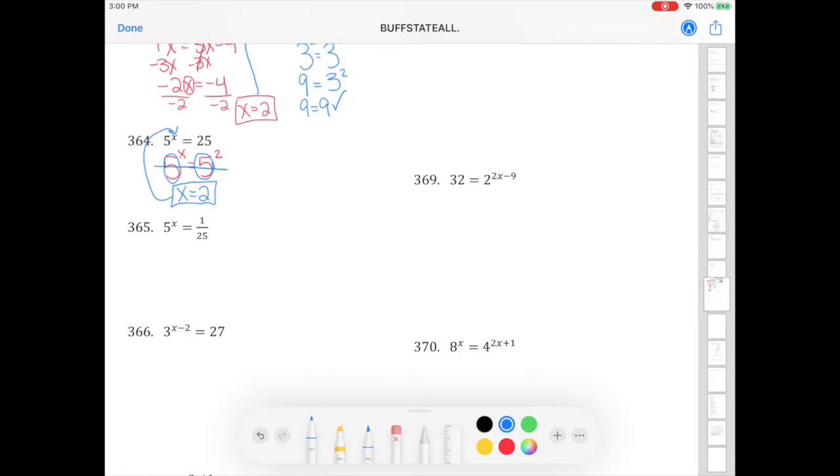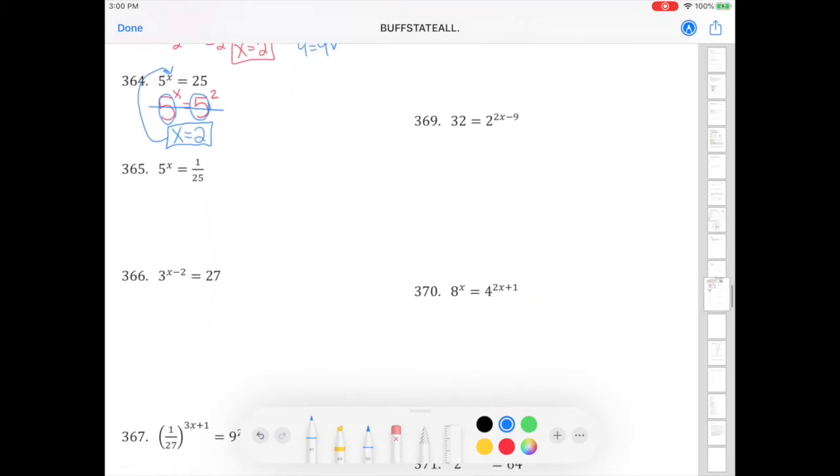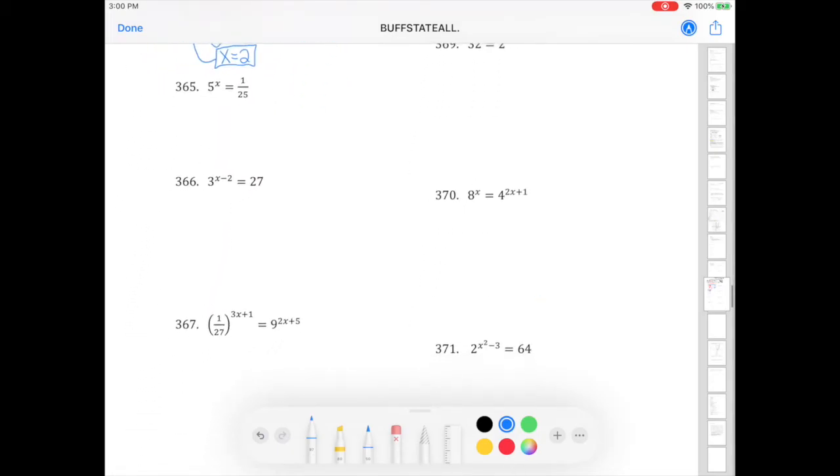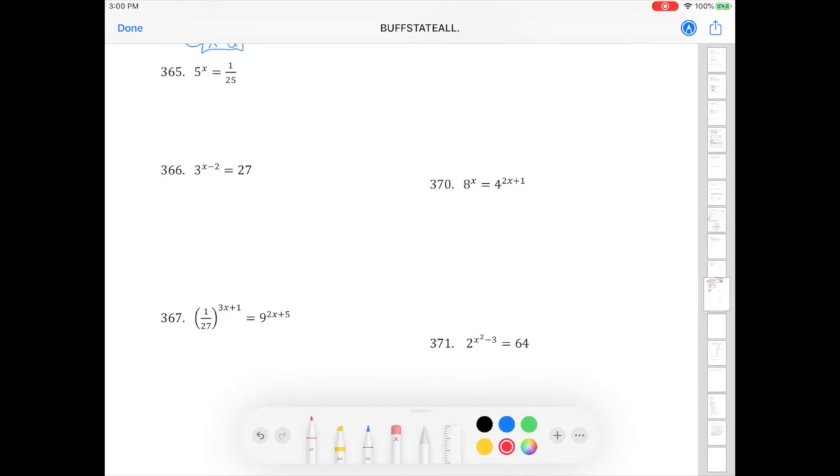You can check this one too, probably very quick mentally. Just plug in 2 right here. 5 squared does equal 25. Checks will work every time. Okay, now if you like this method, remember it doesn't always work, but it's definitely the faster method if it does apply.